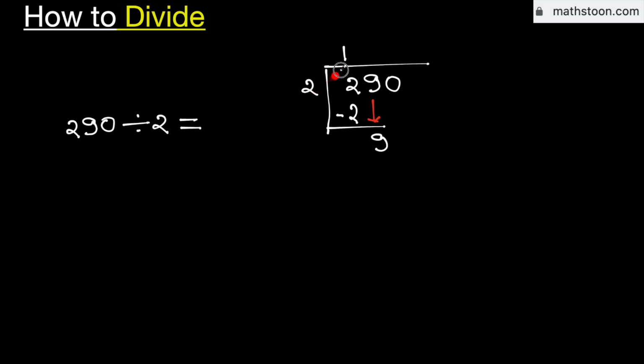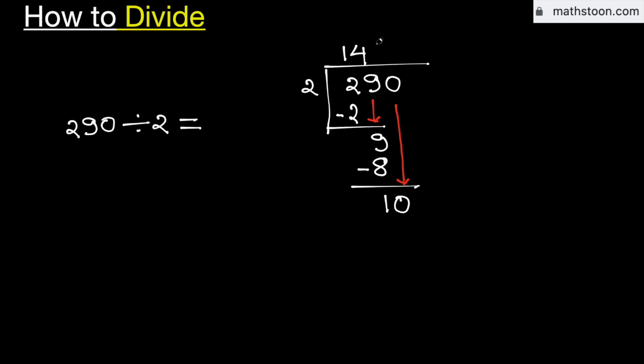And we know that 2 times 4 is equal to 8. Subtract, we get 1. Now this 1 is less than 2. That is why we need to bring down this adjacent 0 here.